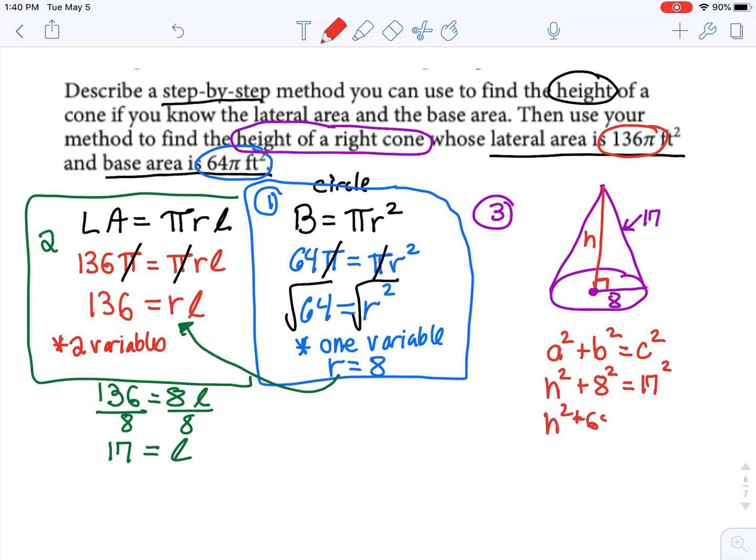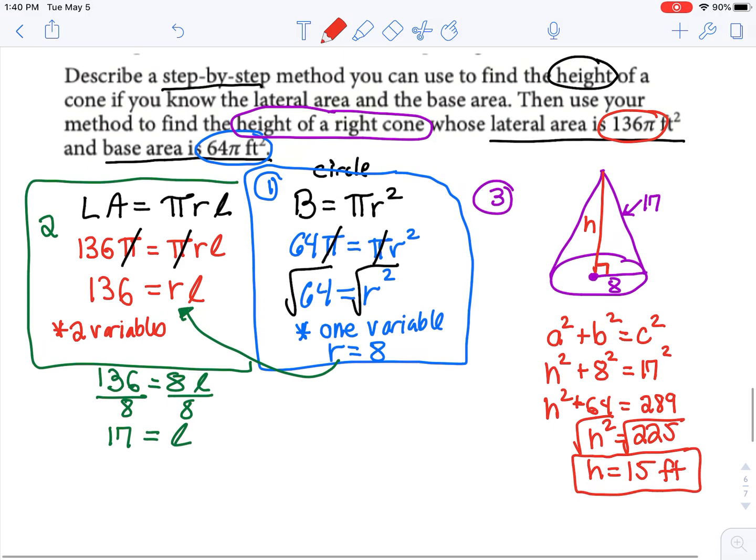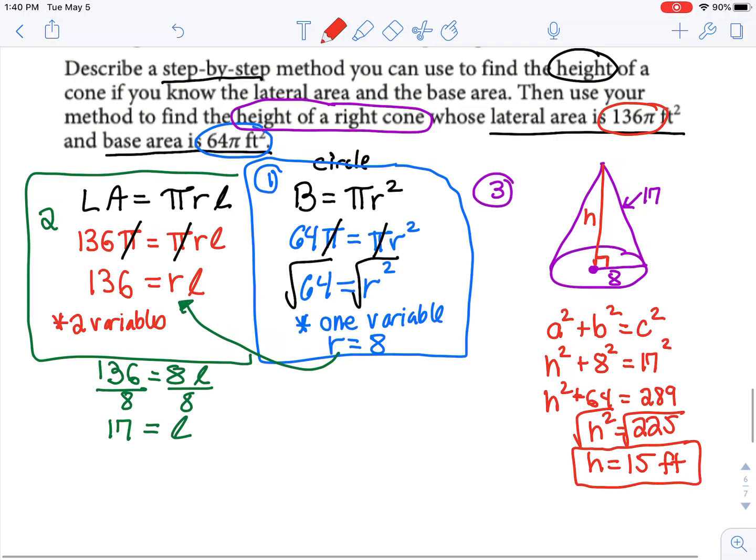So be careful that you're using your formula correctly. 17 squared is 289. When we subtract 64, we get 225. And when I take the square root, h will be 15. So our final solution is that the height is 15 feet. Okay? Now that we've kind of come up with a method, I want to talk about how we would describe in words kind of what we just did here.